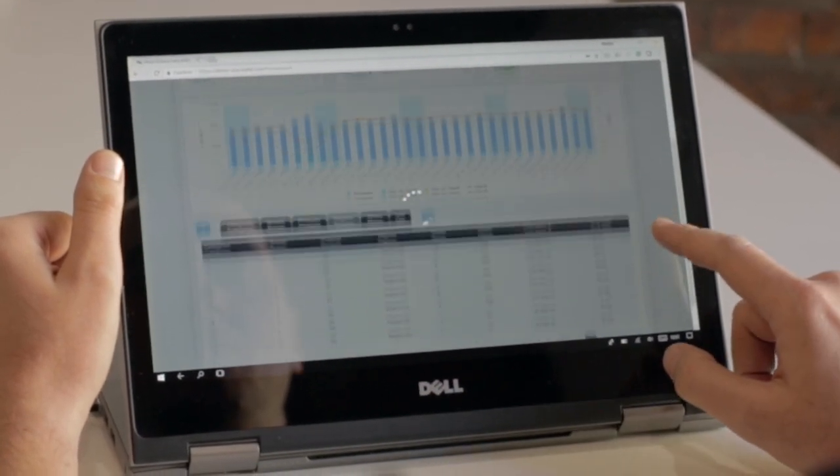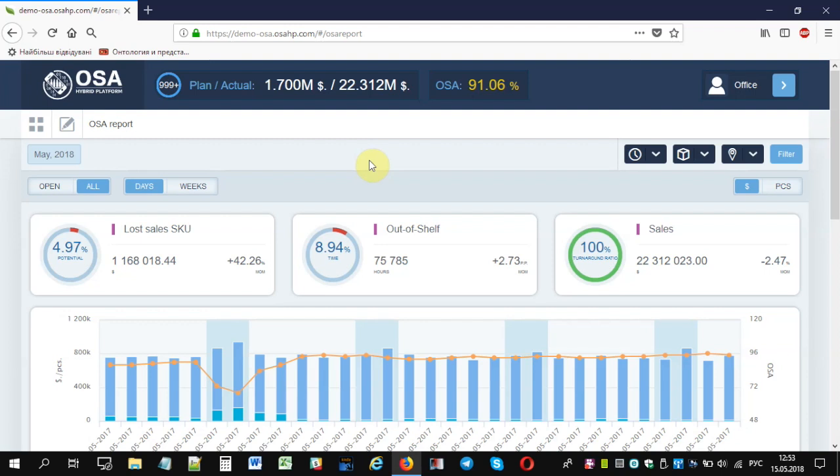Now, let us assess the work of functional analytics, the work of OSA Platform's data reports. The second name of this function block is Office Interface, and it is usually available for office workers. Here we have a classic OSA index report. This index shows the level of product availability.